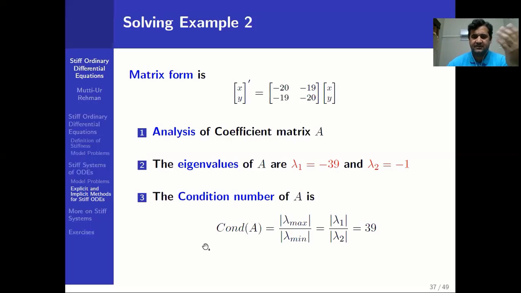On the other hand, if this guy is a large number, for instance, over here, it is a large number. So 39 is quite a large number. Then, I mean, you are not in a good situation. You will actually have an ill-conditioned system.